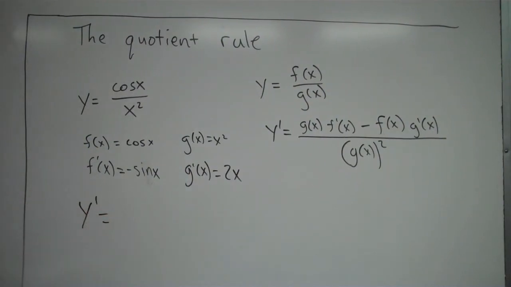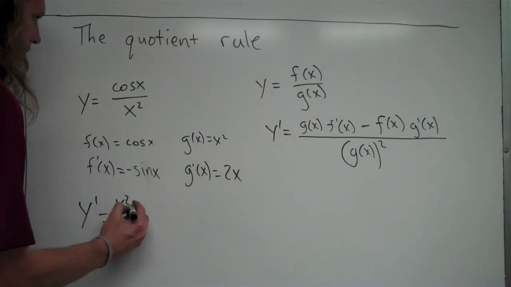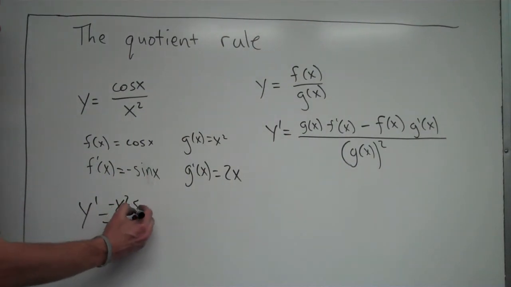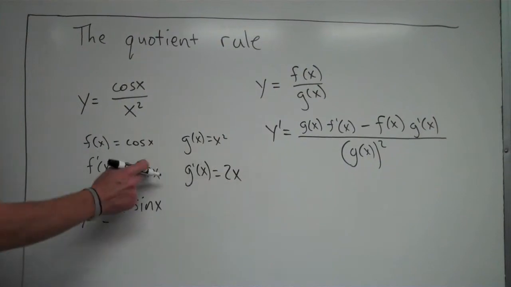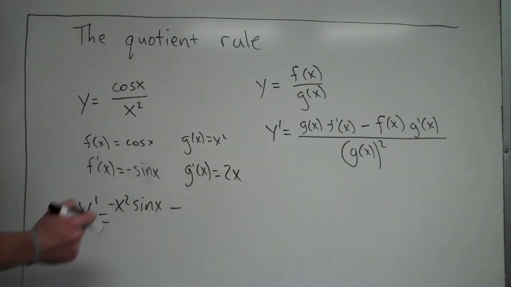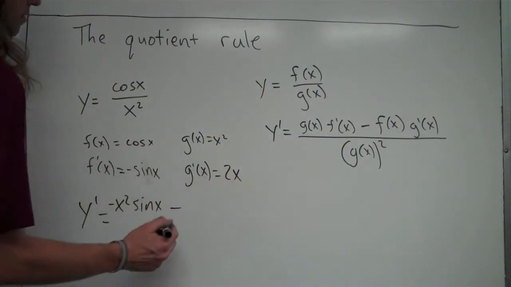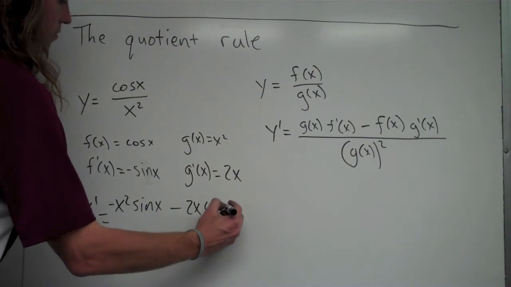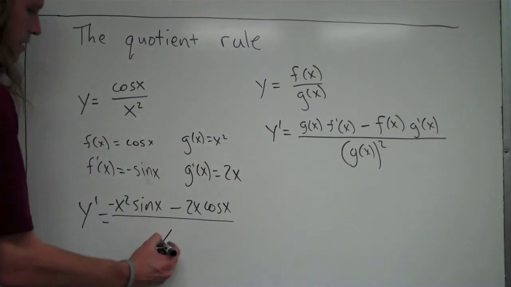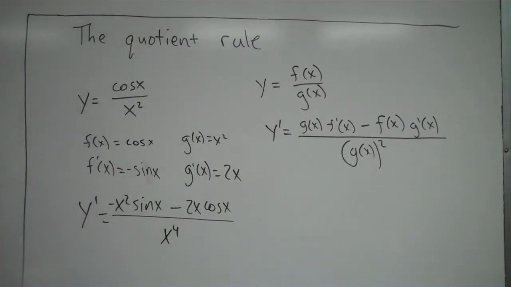So y prime would be equal to g of x, which is x squared, times f prime of x, which is negative sine x, so I'll write that as negative x squared sine x, and then minus f of x times g prime of x, so it's going to be cosine of x times 2x, which is 2x cosine x. And then all over the bottom squared, which is x to the fourth. So that's using the quotient rule to find the derivative of that function.